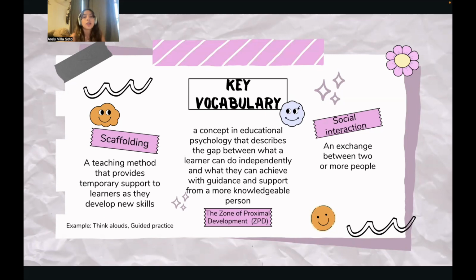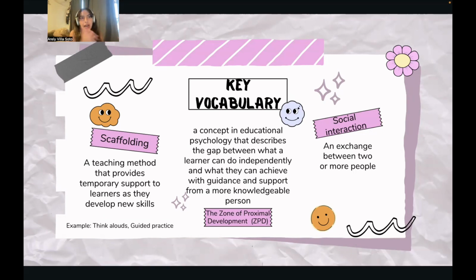Another one is the zone of proximal development, which I thought was really interesting. It's a concept in educational psychology that describes the gap between what a learner can do independently and what they can achieve with guidance and support from a more knowledgeable person. For example, subtraction might come easy to one of my students, where she can just look at the numbers and know that 3 minus 2 equals 1. But I might have another student who needs visual support, like, if you have 3 blocks and I take one away, how many blocks do you have left? And it's just that difference between them.